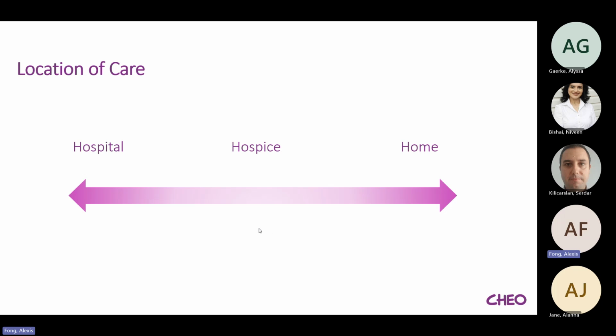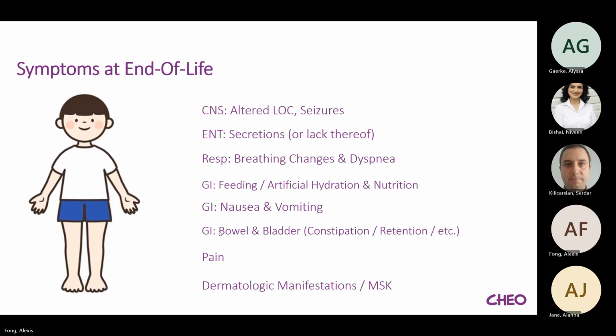More often than not, people choose to be in hospice or home, but sometimes for our families who have been in and out of the hospital for so long, like sometimes our oncology patients in particular, will choose to stay in hospital because that's where they know the nurses, that's where they have relationships, and that's where they feel comfortable, and that's totally fine. We'll talk about symptoms at end of life next.